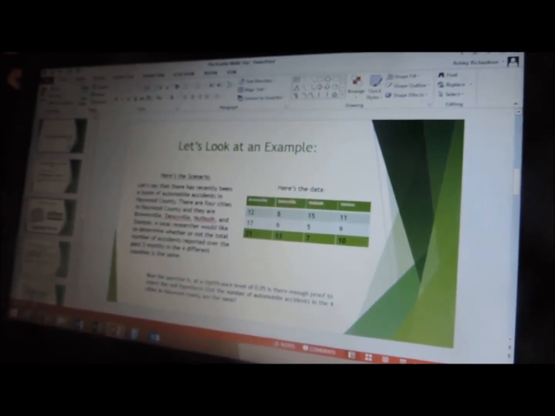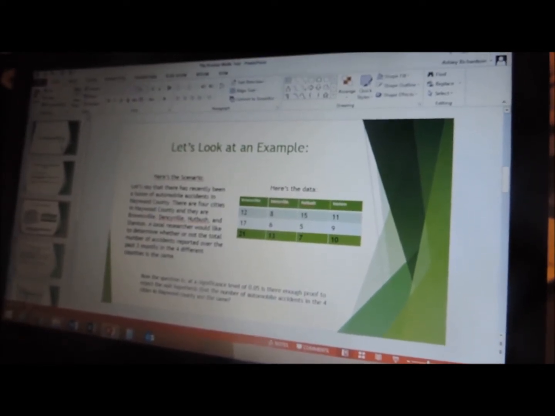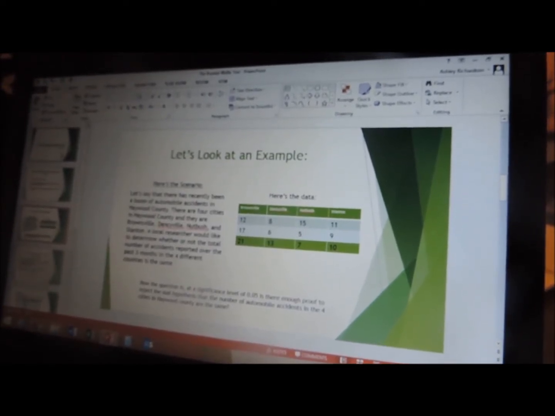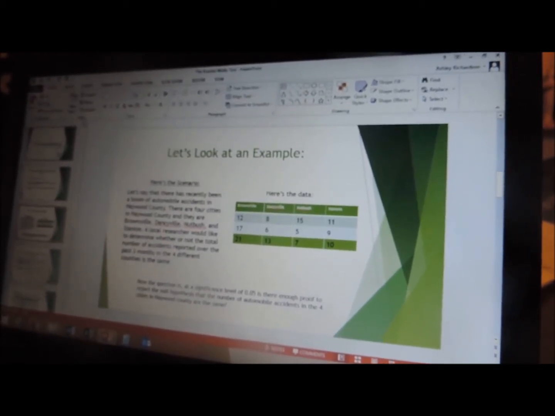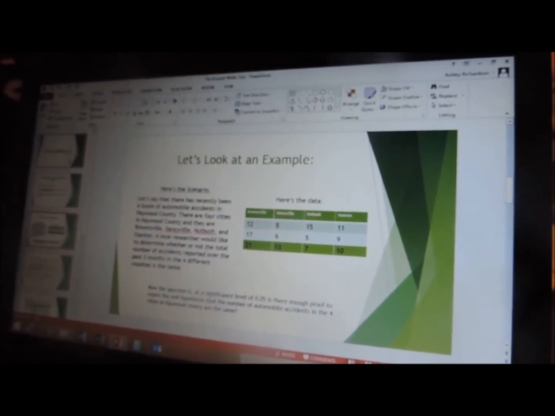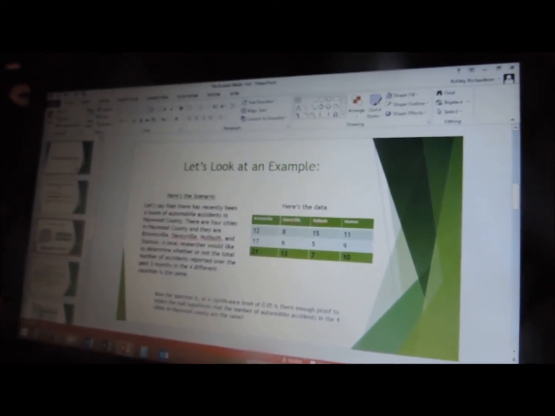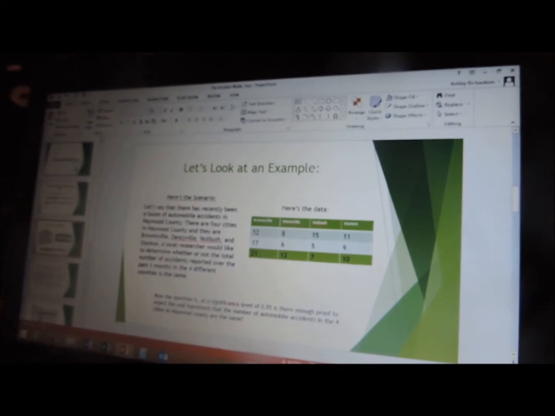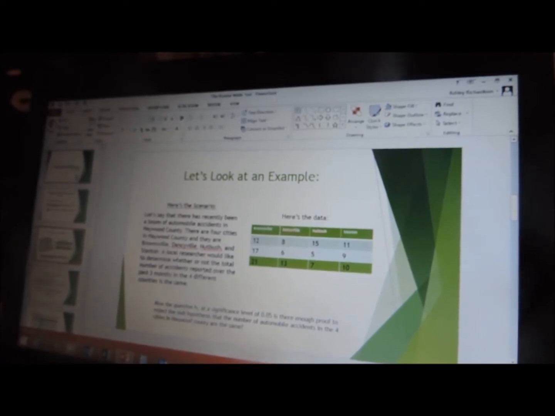Let's look at an example. Here's the scenario. Let's say that there has recently been a boom of automobile accidents in Haywood County. There are 4 cities in Haywood County, and they include Brownsville, Dansville, Nutbush, and Stanton. A local researcher would like to determine whether or not the total number of accidents reported over the past 3 months in the 4 different cities is the same. Now, the question is, at a significance level of 0.05, is there enough proof to reject the null hypothesis that the number of automobile accidents in the 4 cities in Haywood County are the same?